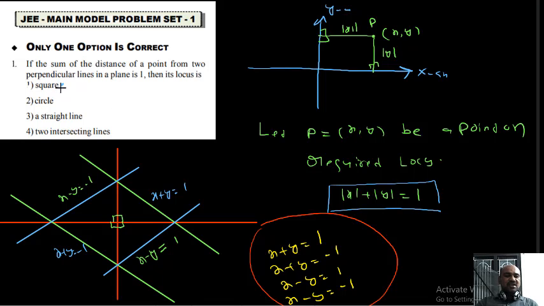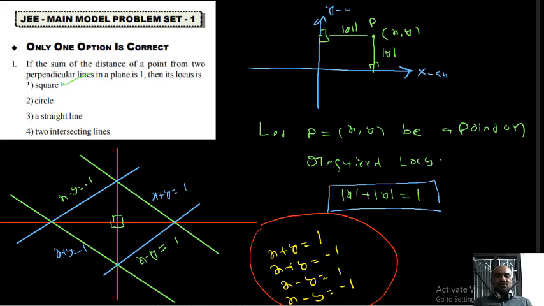According to the options, directly I can say it is a square, because it won't become a circle, it won't become a straight line, and intersecting lines is not correct. Sometimes two options are given, a square and a rhombus. Now we want to decide. Here the parallelogram is either a square or a rhombus. Now I want to decide.